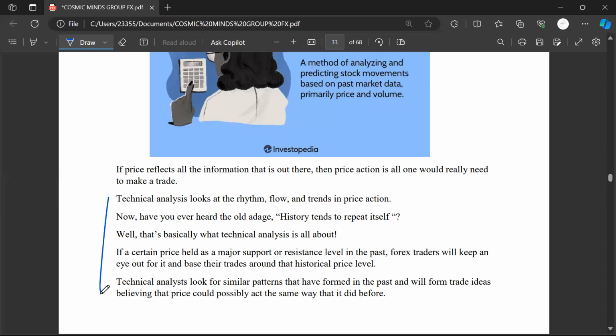On all these things on your chart, you have to have special eyes to see them. So if you're an amateur, you will find it difficult. This is our main goal, to teach you, to give you that third eye, to actually grab it. So that is it. Technical analysts look for similar patterns that have formed in the past and will form trade ideas, believing that price could possibly act the same way that it did before. Nice.